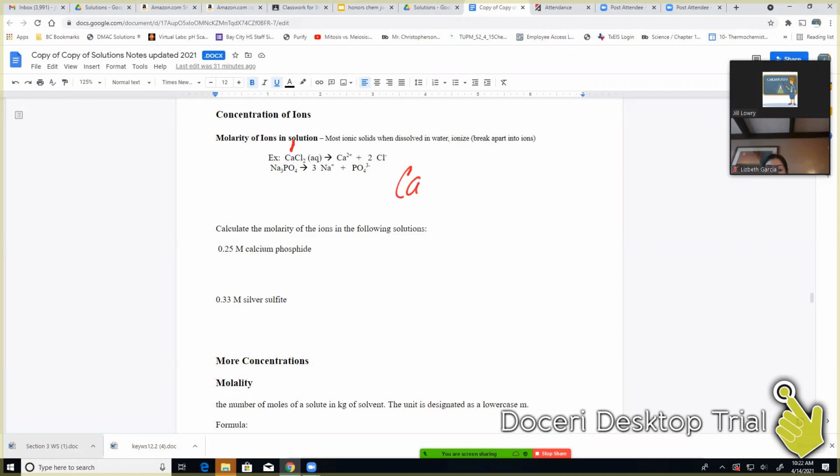So let's just take our calcium chloride. It's going to ionize into calcium ions and chloride ions. Calcium doesn't have a subscript, so that means I just have one calcium ion, and it's a +2. You have to look that up on your ion sheet if you don't remember. And then my chloride, I have a subscript of 2, so that means I have 2 of my chloride ions.